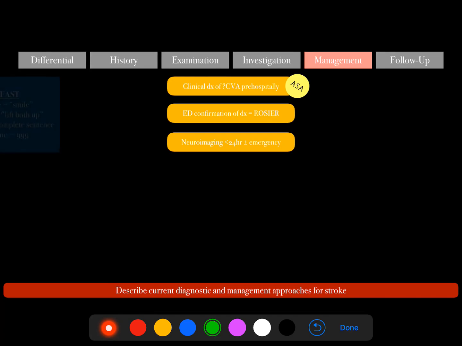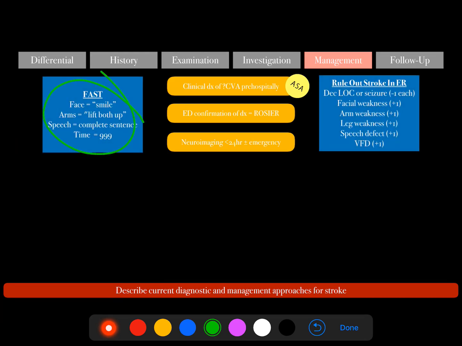ED confirmation of diagnosis, so this is ROSIER. So I've just summarised FAST, and you can remember ROSIER, but 2 key points to take home. If you remember BE-FAST, balance, eyes, face, arms and legs, speech and swallowing, and thunderclap headache. They're basically points. If the patient has a decreased level of consciousness or has had a seizure, this kind of is a negative to the fact that they're having an ischemic stroke. Okay? It's more likely to be a hemorrhagic stroke or a stroke mimic that you need to then consider.